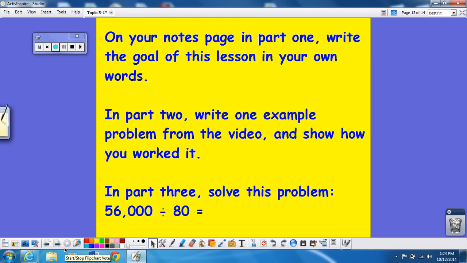Okay? Now, this page is always going to ask you to do something to show me that you have watched the lesson that was your homework. And on your notes page, there is a part 1, a part 2, and a part 3. On part 1, I would like for you now to just stop and in your own words, tell me what our learning goal was in this lesson. What were we trying to learn how to do as we walk through this lesson? And you can go ahead and pause the video while you write that down.